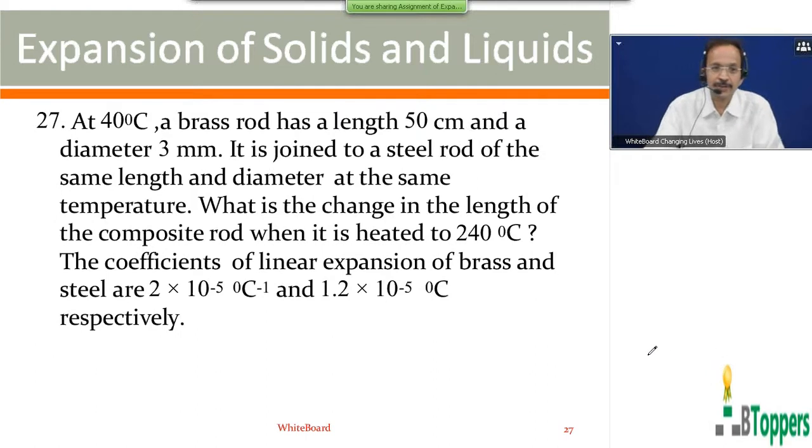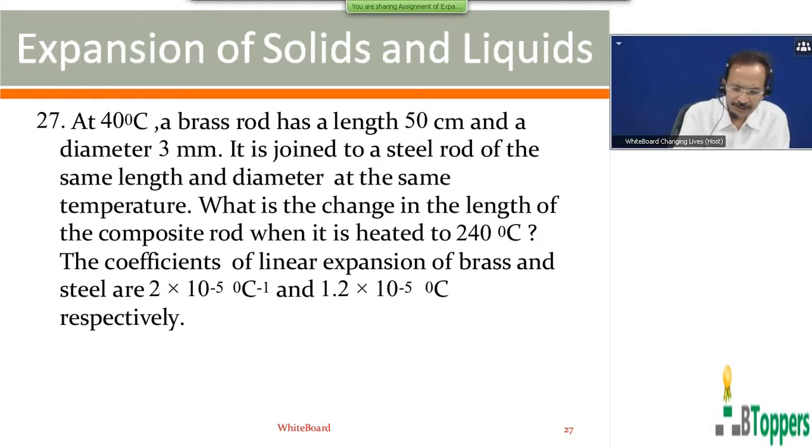So look at the next question, question number 27. At 40 degrees centigrade, a brass rod has a length of 50 centimeters and diameter 3 millimeters. It is joined to a steel rod of the same length and diameter at the same temperature. What is the change in the length of the composite rod when it is heated to 240 degrees centigrade? The coefficients of linear expansion of brass and steel are 2 into 10 power minus 5 per degree centigrade and 1.2 into 10 power minus 5 per degree centigrade respectively.